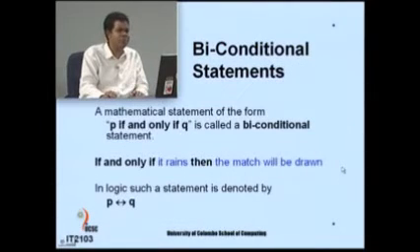Similarly, we can define something known as a biconditional. A biconditional is a mathematical statement of the form P if and only if Q. For example, we can say if and only if it rains, then the match will be drawn. In this case, if the match is drawn, then it definitely rained, and if it rained, then the match will definitely be drawn. Now, unlike in the previous example, if it really did not rain, then this statement definitely says the match must not be drawn. So, in logic, a statement of this kind is denoted by P, a double arrow Q.